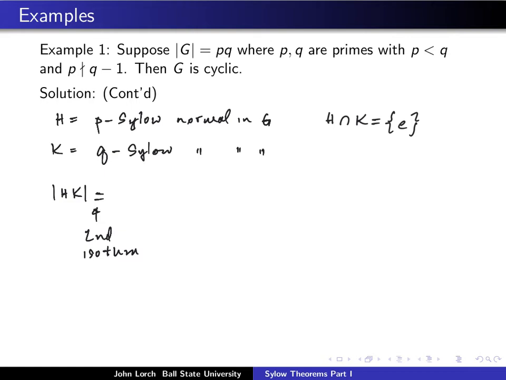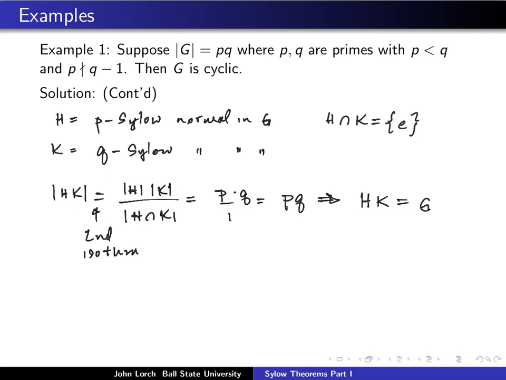So the second isomorphism theorem tells us that this is the size of H times the size of K divided by the size of H intersect K. But that's P times Q divided by 1, which is equal to P times Q. And lo and behold, that's the size of our group G. And so that means that H times K has to be equal to G itself.